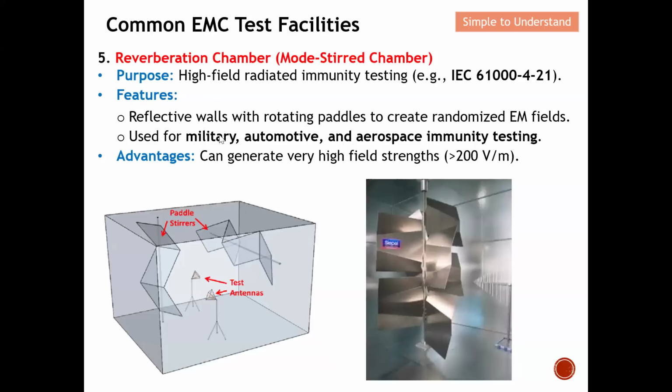It is mainly used for military, automotive, and also aerospace immunity testing. The key advantage is that it can generate very high field strength, even more than 200 volt per meter. So if you need to do testing under radiated immunity at this high field strength, then you can use this chamber to perform the tests.